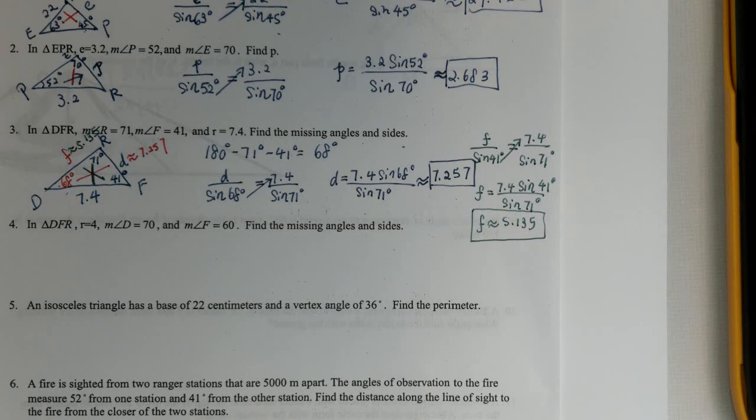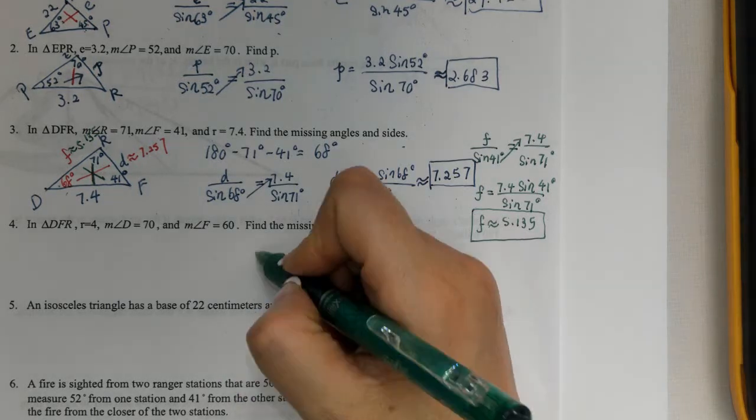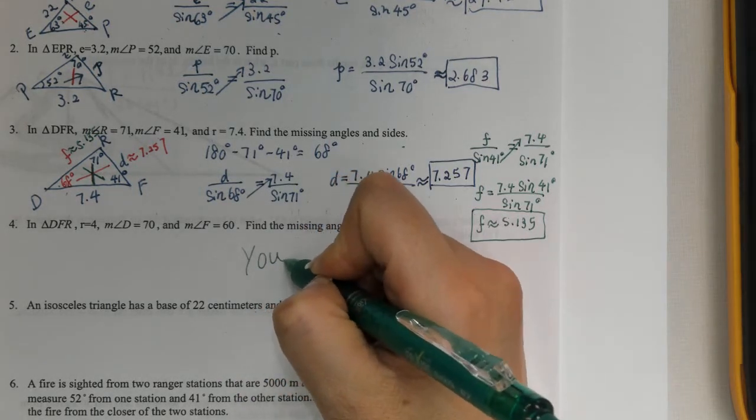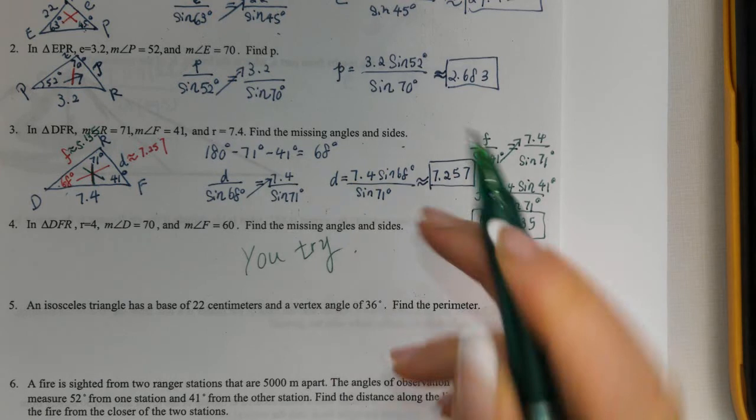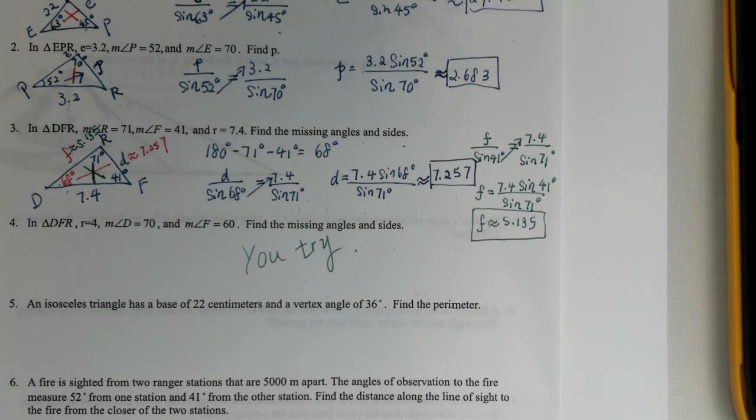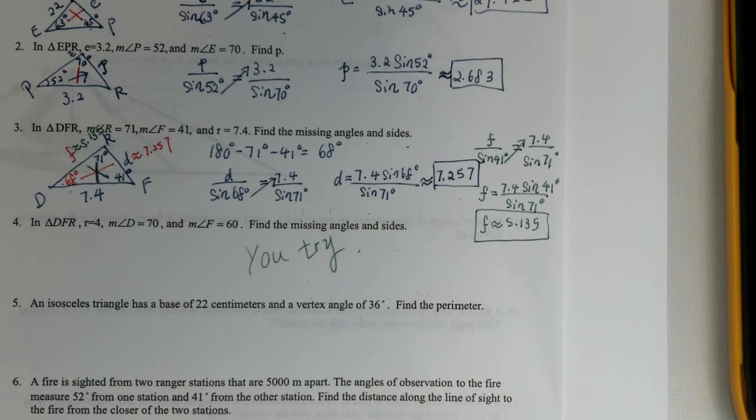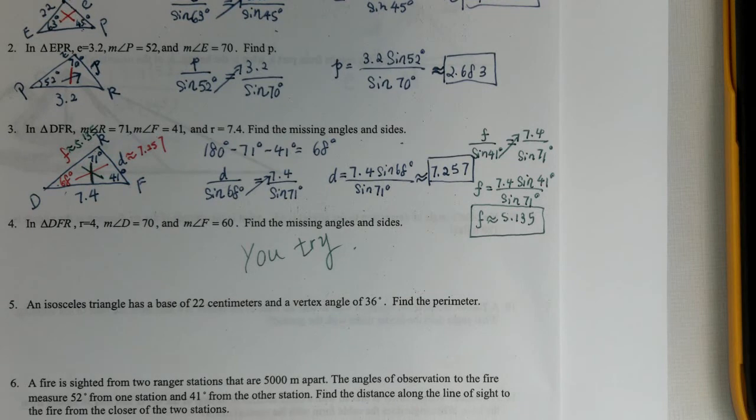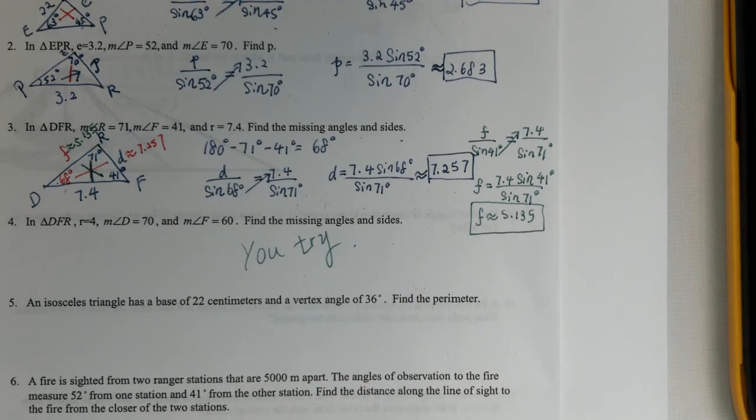Okay, are there any questions I can answer for you? Number 4 is the same question. Just draw the triangle and find the missing sides and angles. The same question like 3, just more practice. So we're going to skip number 4 and leave that one for you to try. We're going to go directly to number 5.